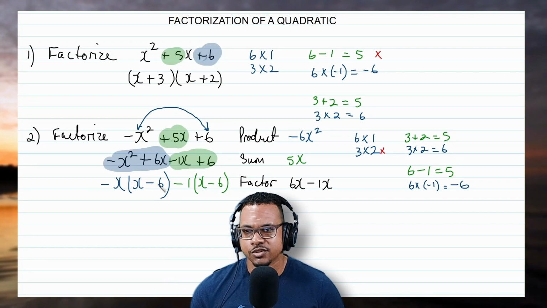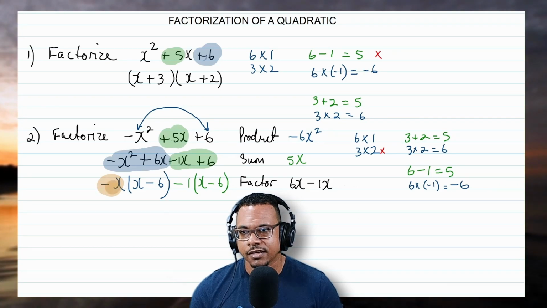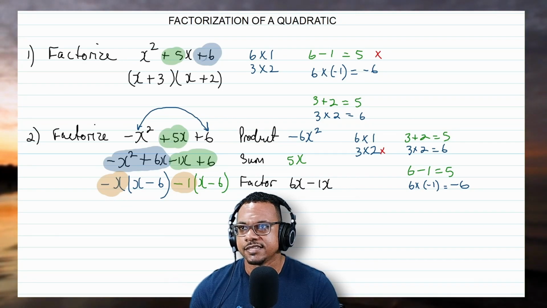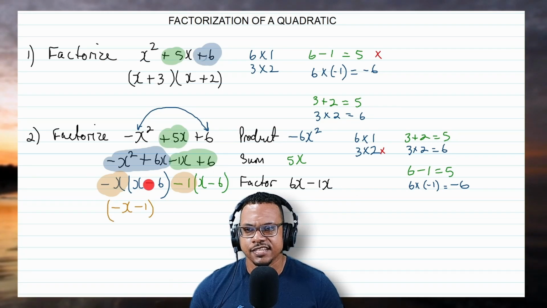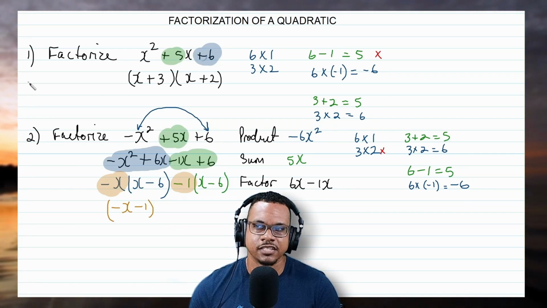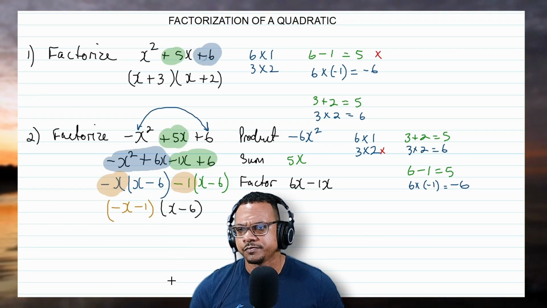Now again, you notice that these two brackets are the same, so we know we're on the right track. So you're just going to take what's outside the brackets here, this negative x and this negative 1, and put that in our brackets by itself. So I'm going to have negative x take away 1. And then I'm going to write this x take away 6 that's occurring twice here. Write it once in brackets. So I'm going to have x take away 6.